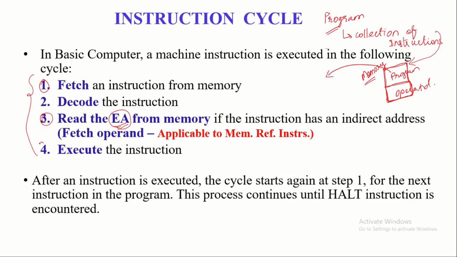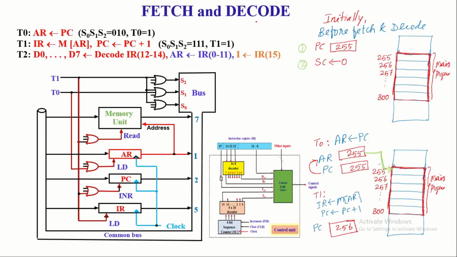And in the next phase, the instruction is executed. So every instruction has to follow the above four phases when it is executed, and this cycle starts again right from step 1 in order to execute the next instruction in the program. This process continues until the halt instruction in the program is encountered. Let us now discuss in detail the fetch and decode phases of an instruction cycle.